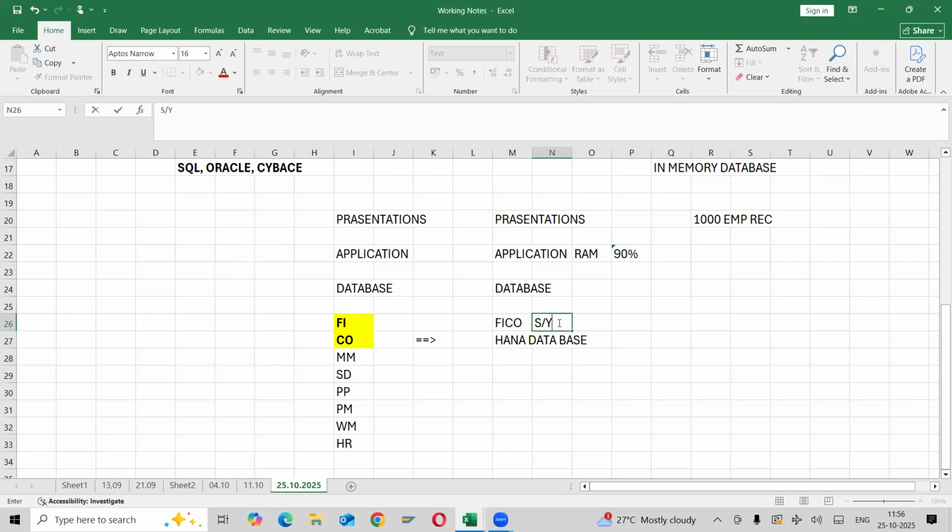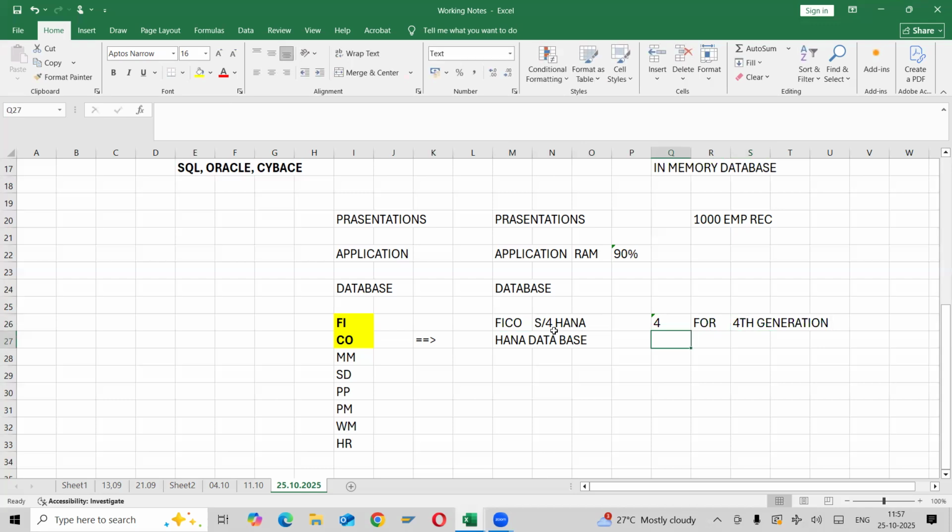We call it S4 HANA. What do you mean by S4 HANA? HANA is nothing but a database. People call S a suite for. In 2015, the first two modules started working on the HANA database. S stands for suite for. The 4 can be considered as for, or the fourth generation database.